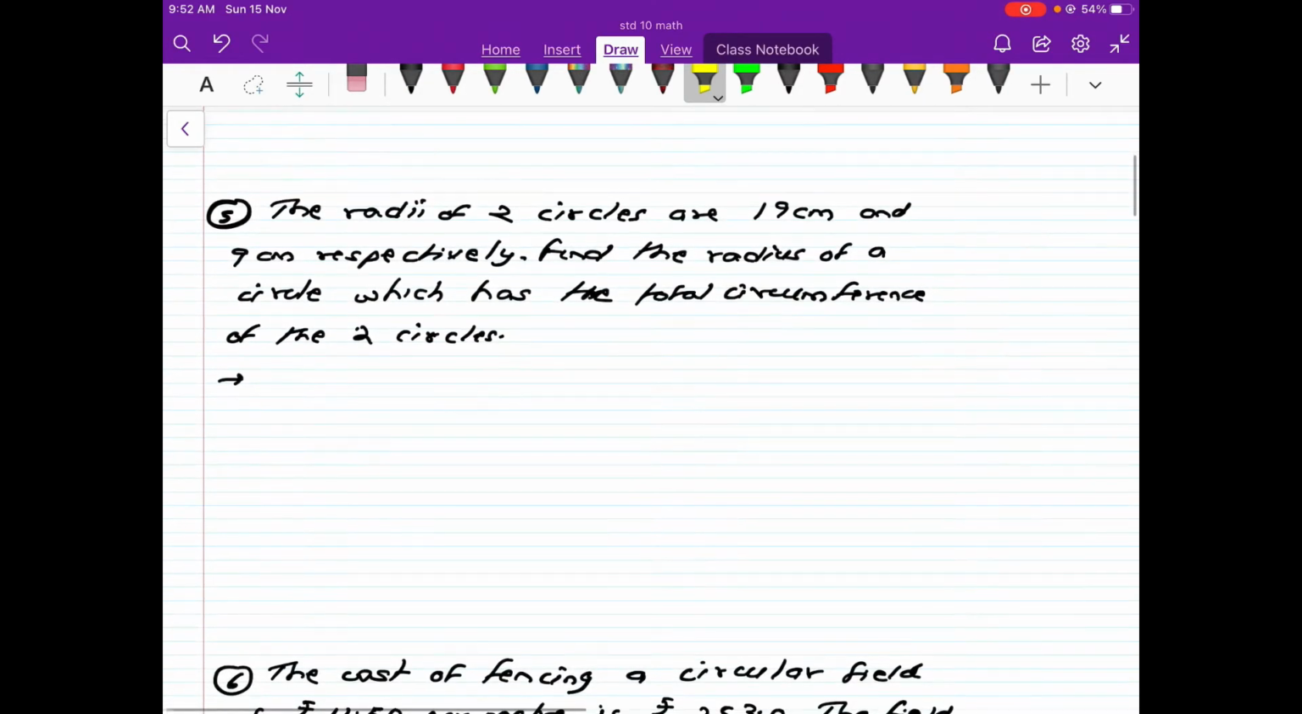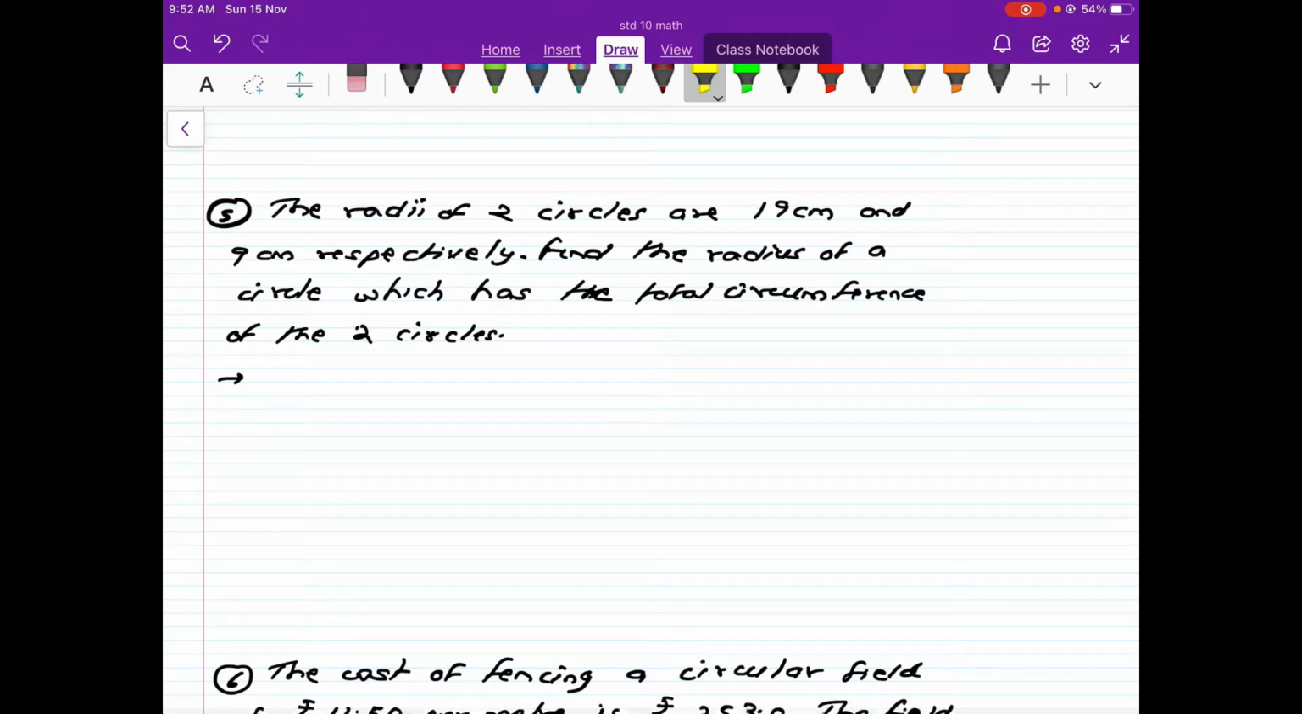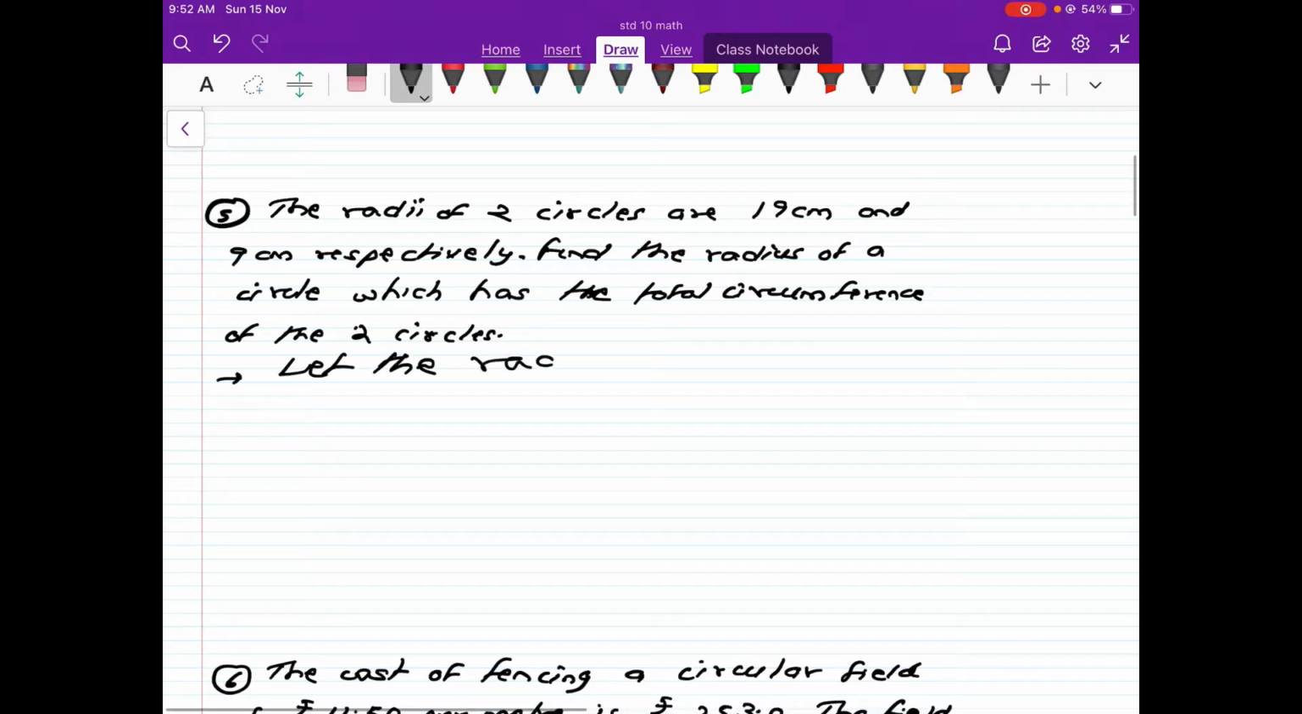Now going to the second sum, the fifth sum. The radii of two circles are 19 centimeters and 9 centimeters respectively. Now find the radius of the circle which has the circumference equal to the sum of the circumferences of the two circles. Means if you add the circumference of the two circles, we get a bigger circle. We have to find the radius of the bigger circle. So we will say let the radii be 19 centimeters, which is r1, and 9 centimeters, which is r2.